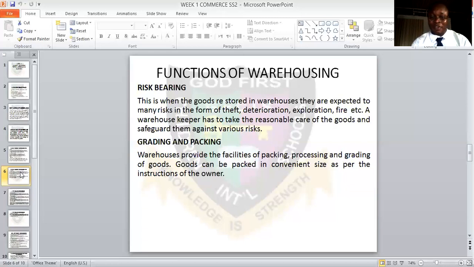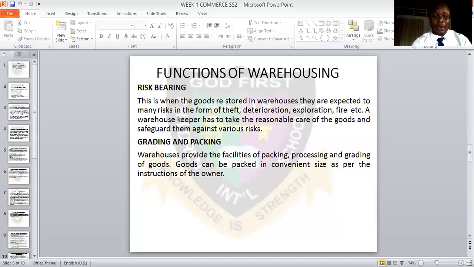Warehouses provide the facility of packing, processing, and grading of goods. So in a warehouse, that is what they are doing. They make sure they pack the goods very well, they process them, and they also grade this type of goods. And these goods are packed in convenient sizes as per the instructions given to them by the owner of the goods, that is the producer.